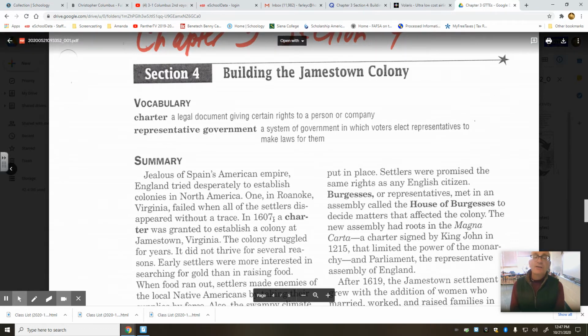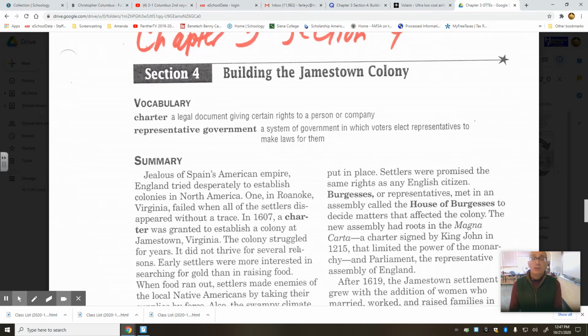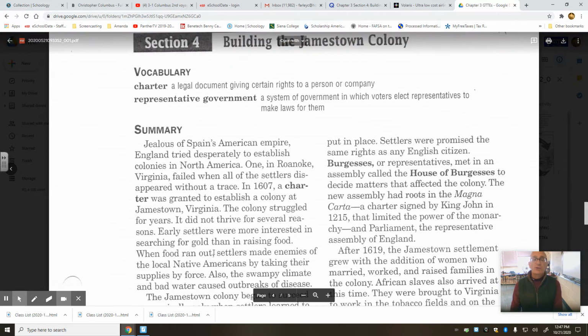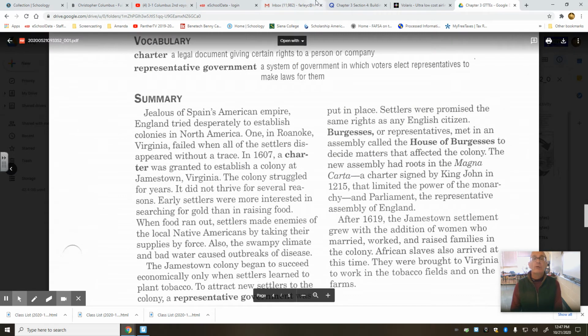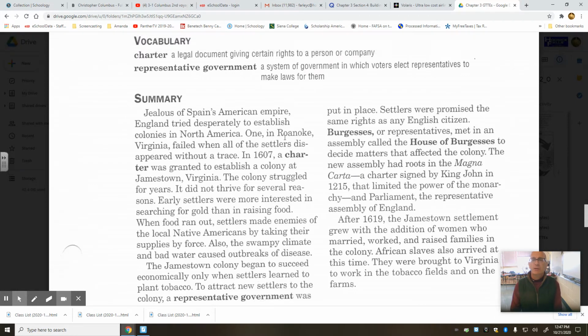Now, the Jamestown colony struggled for years. Early settlers were more interested in searching for gold than in raising food. As a matter of fact, we're going to learn that there were very few farm tools brought with the first group of settlers at Jamestown. Most of the men that went were hoping to strike it rich finding gold, and that was where their concern was. So concerned were they with becoming wealthy that they brought very few, if any, tools with them to farm.